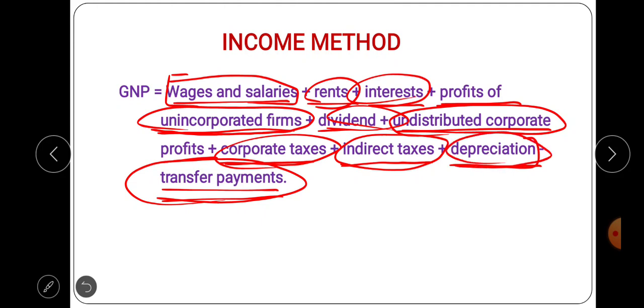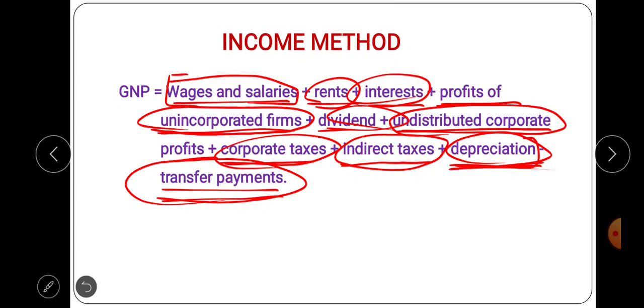Then what about the depreciation? During the process of production, whatever machinery and other capital investment is utilized in the production process, it is depreciated, for which the manufacturing firm makes allowance. Since this amount is not received by the factors of production, it is included in the GNP.